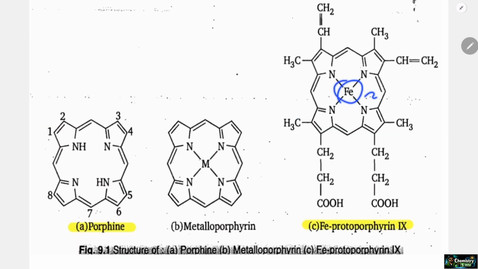So actually this will be present in hemoglobin, and the whole unit is called heme. This is Fe protoporphyrin 9. This is called heme.